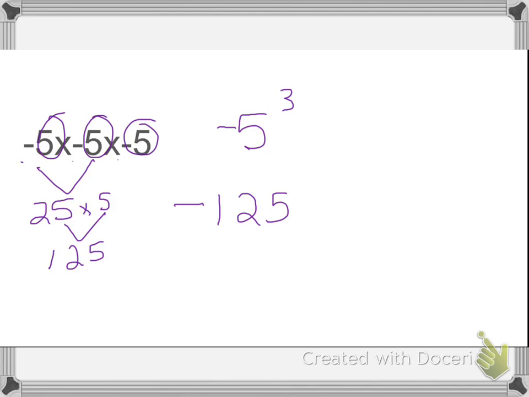Now remember, if you have an even number of negative signs, it's going to be positive. If you have an odd number of negative signs, it's going to be negative.